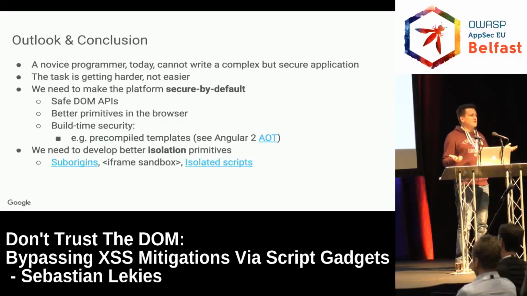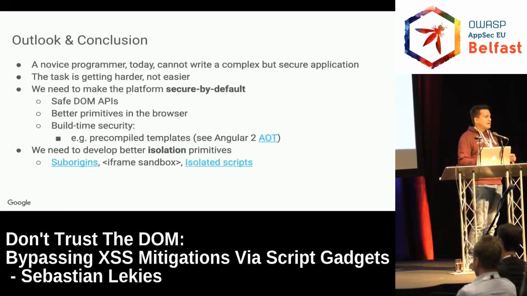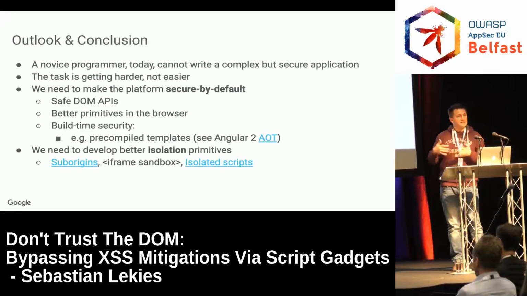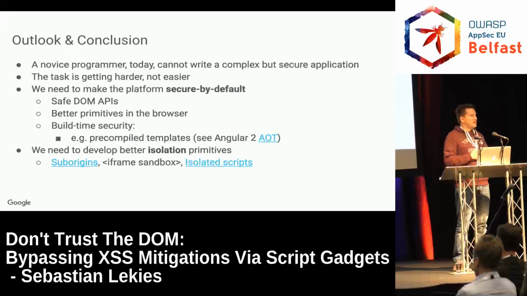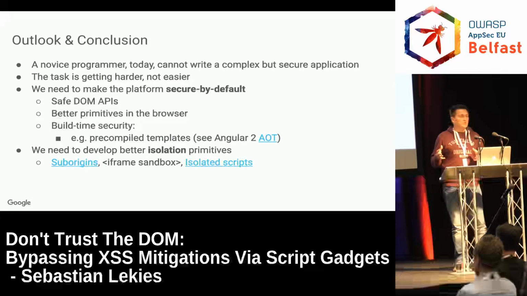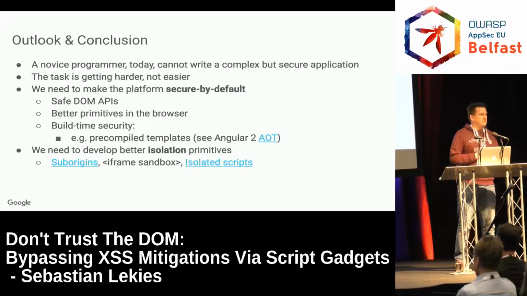Will it be secure? And I think we all know the answer: no. It will never be secure. It will be full of bugs. And that's a huge problem. And the task is not getting easier, it's getting harder because applications are getting more complex. And that's why we think we need to move to a secure by default direction.